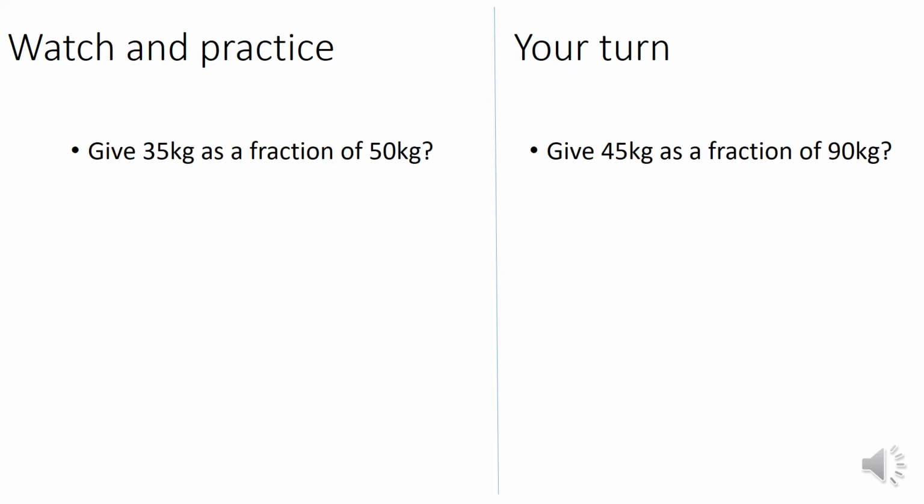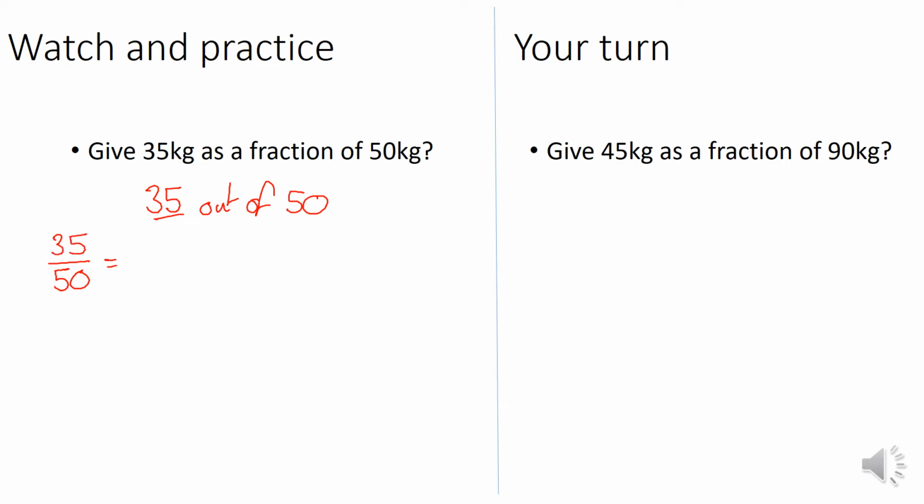So another similar example. Give 35 kilograms as a fraction of 50 kilograms. So we're going to work out 35 out of 50, and we're going to work that out as a fraction. So it's out of 50, so the bottom of the fraction is going to be 50. And we've got 35 out of 50, so our top of the fraction will be 35.